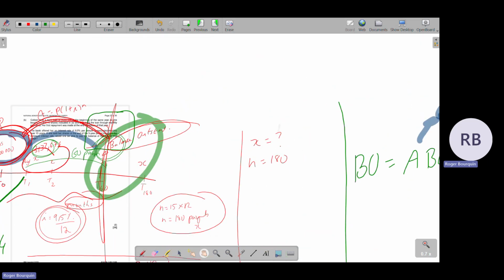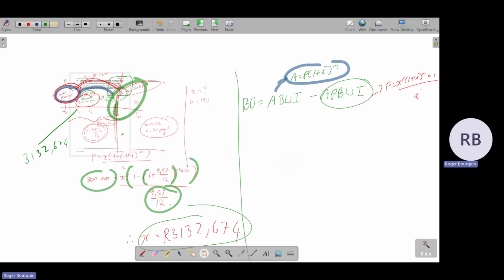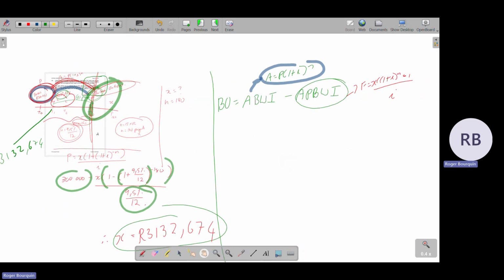Okay. Amount borrowed with interest, as if she had paid nothing, minus amount paid back with interest. The difference will be what she owes him, right? So the balance outstanding in this case.